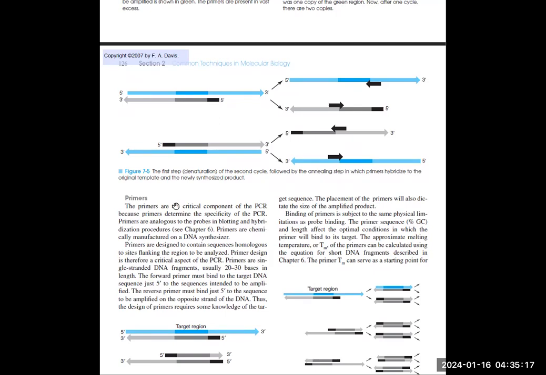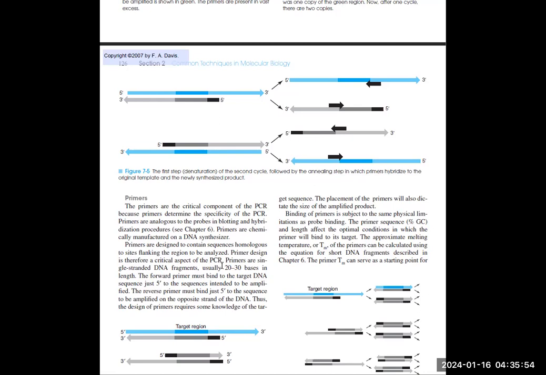And then again, primers are really intended or designed to have sequences homologous to the sites flanking the region to be analyzed. So if this is our target region, then our primers have sequences that are homologous to the sites flanking. So what are those sites flanking? The sites that are on the side of the target region. Naintindihan ba?